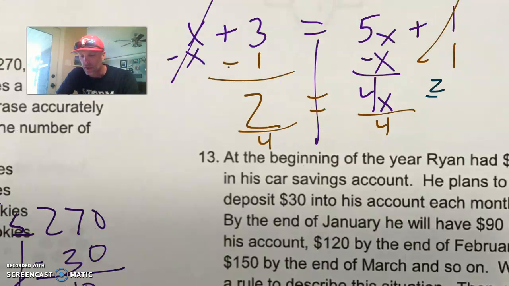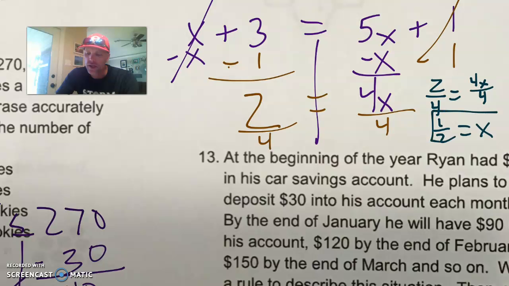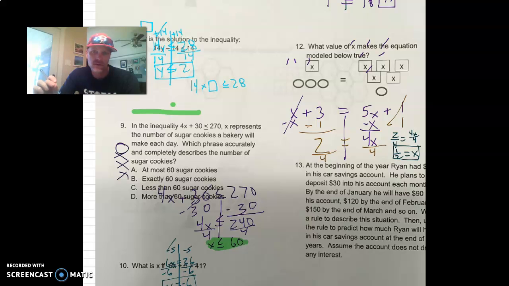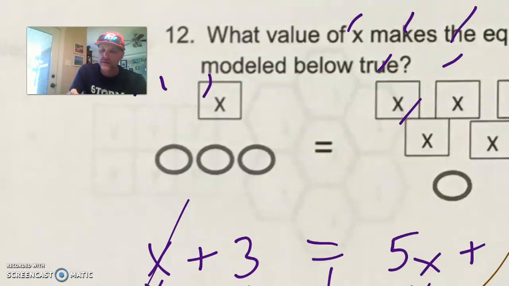So look, we got 2 over 4 is equal to 4x divided by 4. So 4x divided by 4 is just x, and 2 over 4 is the same thing as half. So x equals a half. X equals a half. Okay, so we could actually do that. You want me to prove that? Okay, I will.